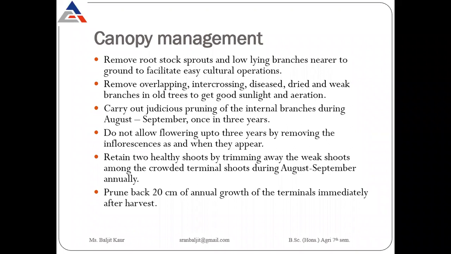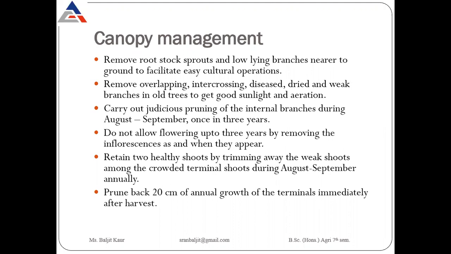So on the rootstock, if you see any sprout, meaning any unnecessary branches which do not possess any fruit, right? So these branches need to be removed. Okay, and low lying branches, the branches that are very near to the ground, that make the cultural operations difficult, right? So these branches should be removed.